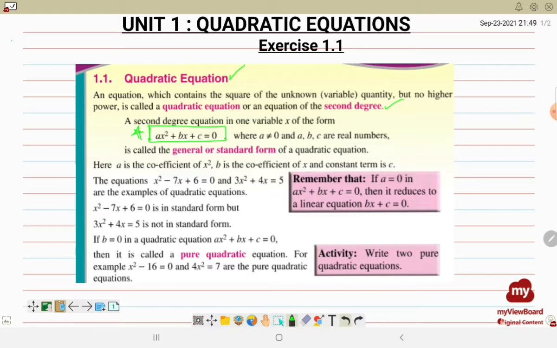Now, there is another equation which is called the pure quadratic equation. If b equals 0, meaning the x to the power 1 variable term will vanish, then the equation becomes a pure quadratic equation. The example is x square minus 16 equals 0.